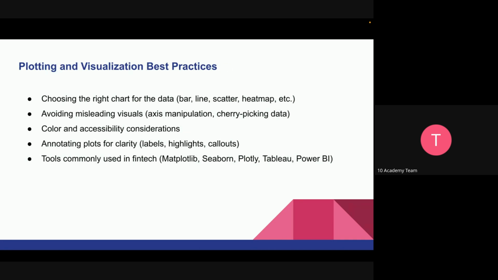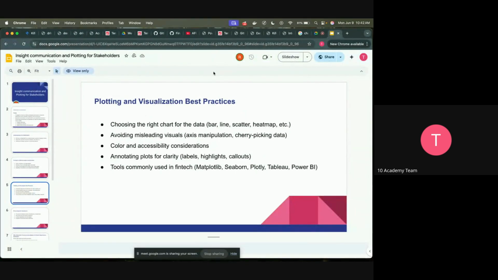So plotting and visualization, like we said last time, you need to choose the right chart for the right data, depending on the data, depending on the use case, depending on the popularity of the chart as well. You need to pick the best one to present this particular project that I'm doing. Avoid misleading visuals.